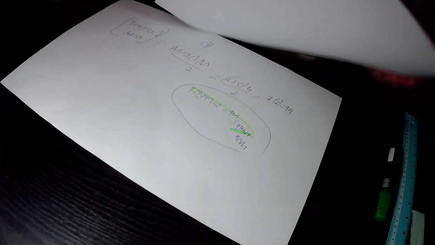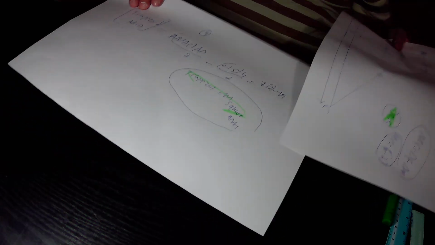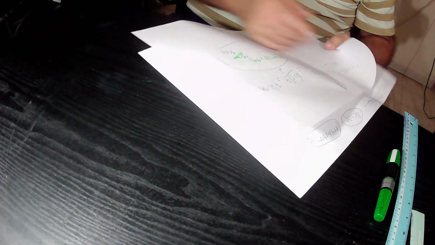So in total, we found that the area of this trapezoid ABCD is equal to 14 square meters. So we finish with the first question. In the next step, I will go to the second question and solve it in this lecture.